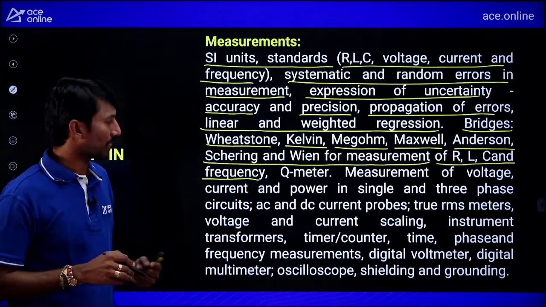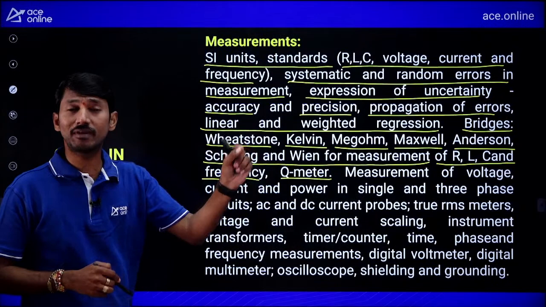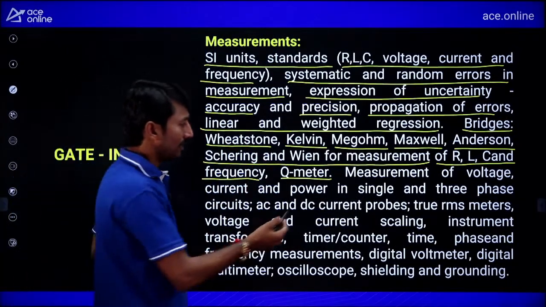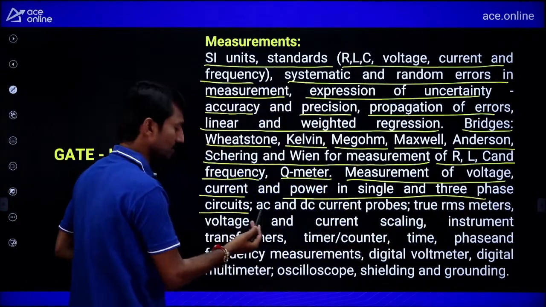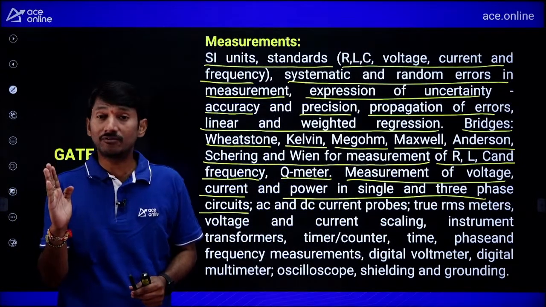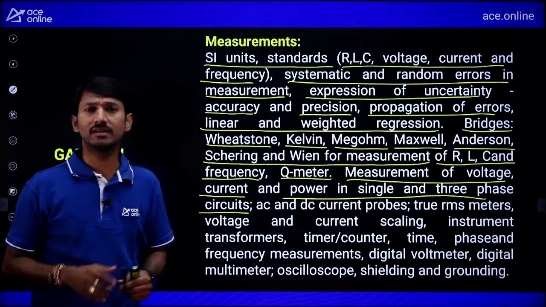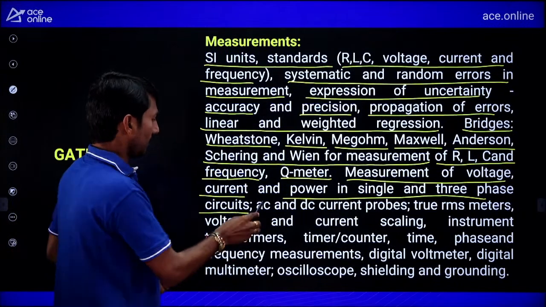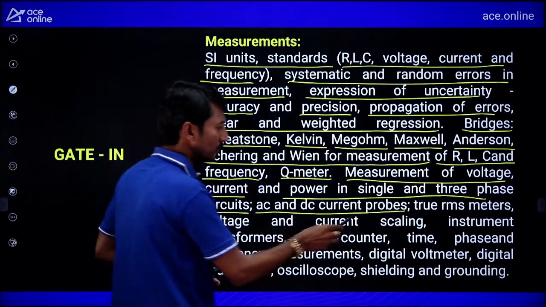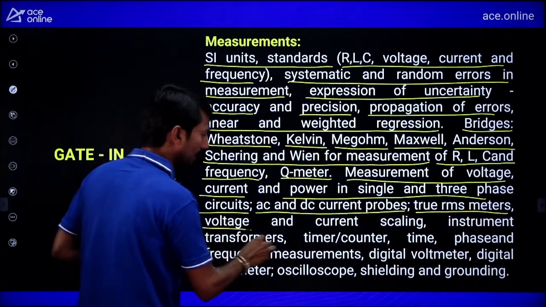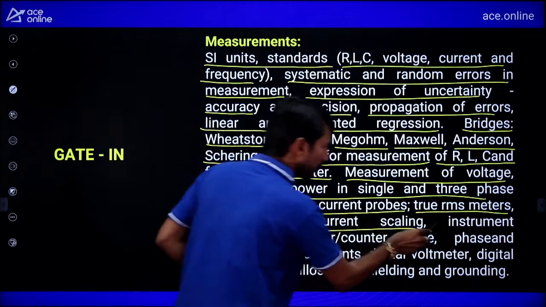But they have elaborated. And then Q meter, quality factor meter. We are going to measure quality factor with one device, one meter. And measurement of voltage, current, power in single phase, three phase circuits. In the electrical paper, measurement of current, voltage, power, energy, etc. is given, and here they have given it in an elaborate way, single phase, three phase. And AC and DC current probes, which will come in the CRO probes topic. True RMS meters, voltage and current scaling, all these are given. Time counter, instrument transformers. Here, people are getting more questions.